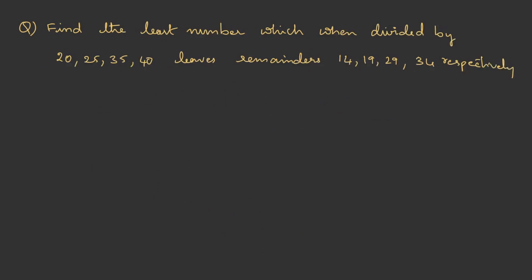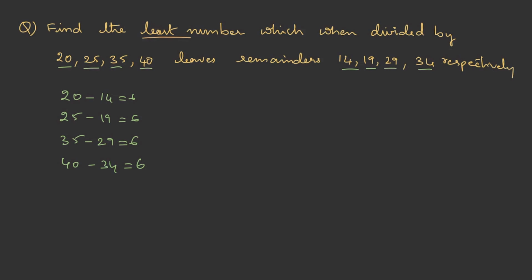Let's try one more question. Find the least number which, when divided by 20, 25, 35 and 40, leaves the remainders 14, 19, 29 and 34. To solve this, first subtract the remainders from the given numbers. So 20 minus 14 is 6, 25 minus 19 is 6, 35 minus 29 is 6, and 40 minus 34 is 6. You can clearly see the difference between the given numbers and the remainders is 6.